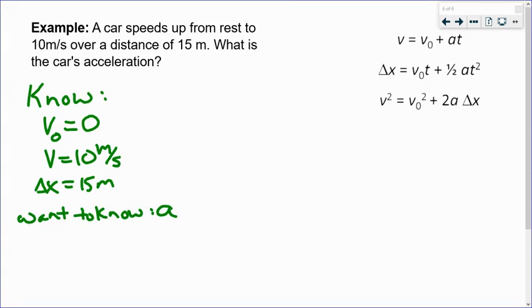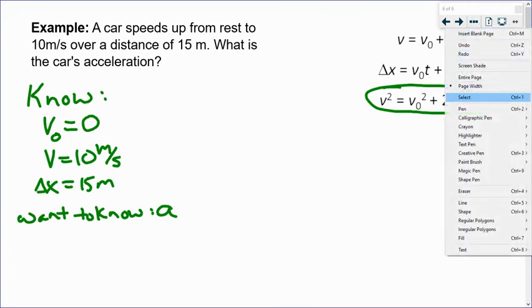All right. The key to solving a problem using the equations is then to pick the correct equation. So you look at the variables that we know, v0, v, delta x, and we want to know a, and we need to figure out which one of these three equations contains those variables. Okay. Well, as I'm looking at that, that's this last equation. This last equation is the one that has those variables in it and does not have any other variables.